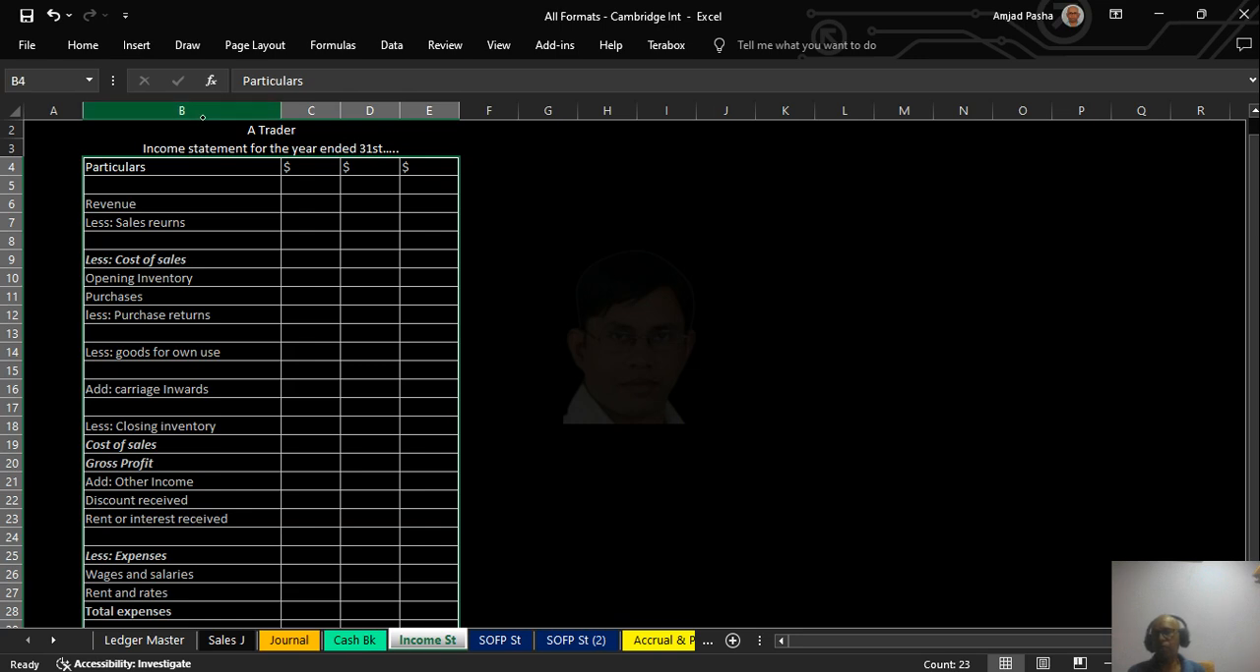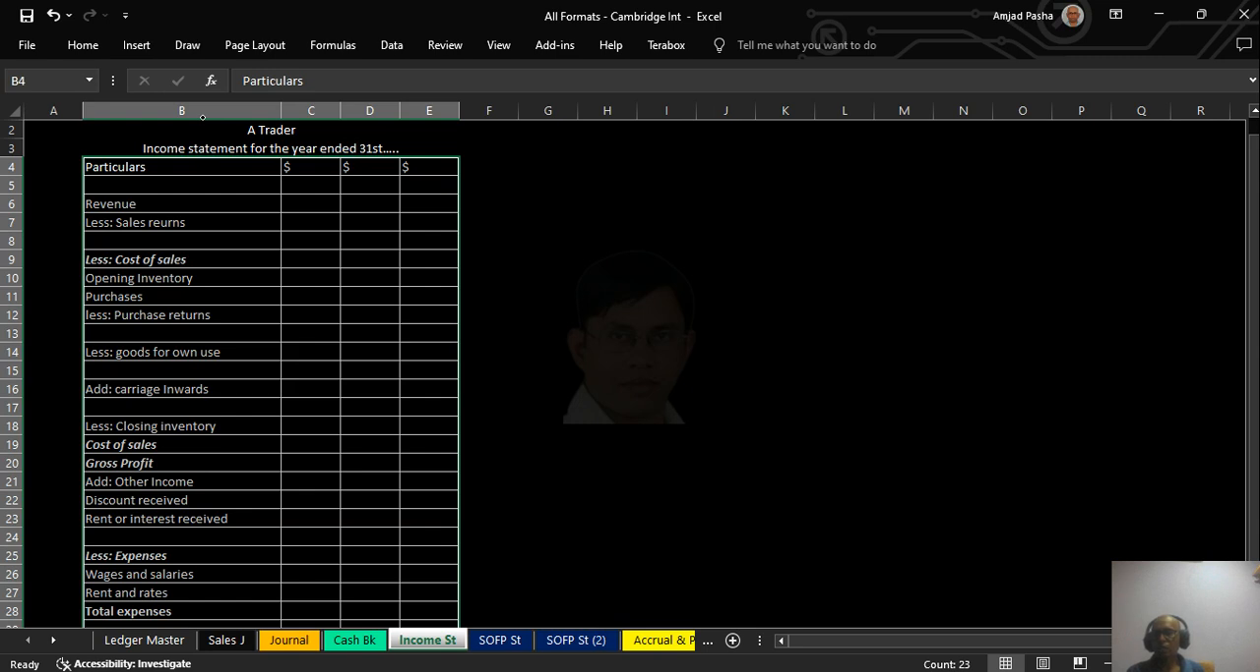So what are the different items in an income statement? Revenue will come, sales returns will come. Then there is something known as cost of sales. What is cost of sales? Opening inventory, plus purchases, less purchase returns. Then if you have taken out any goods for own use, you have to subtract that. Then you add carriage inwards, which means the amount spent on getting the goods into the premises. Less closing inventory, the inventory of goods you have at the end of the particular period. That will give you cost of sales.